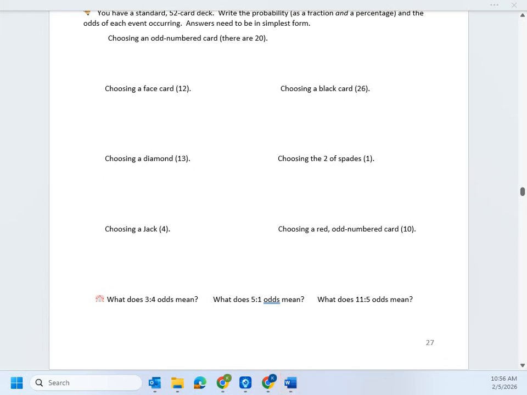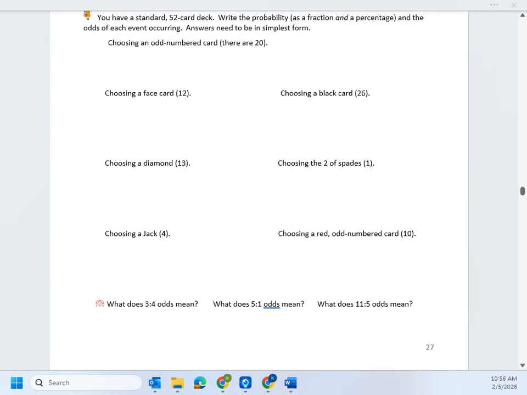So we have a standard 52 card deck. Just from that sentence, how many total outcomes do you think there are? Colton? 52. There's 52 cards. That's our total outcome. We're going to write the probability as a fraction and then turn that fraction into a percentage, right? You divide it, get the decimal, and turn the decimal into your percentage. So with probability, we want to end with that percentage. So you're gonna write the fraction and then write the percentage.